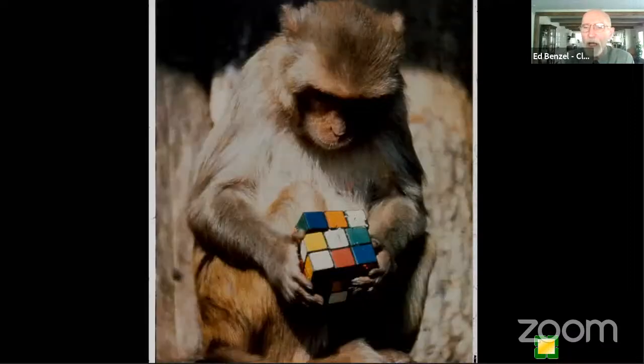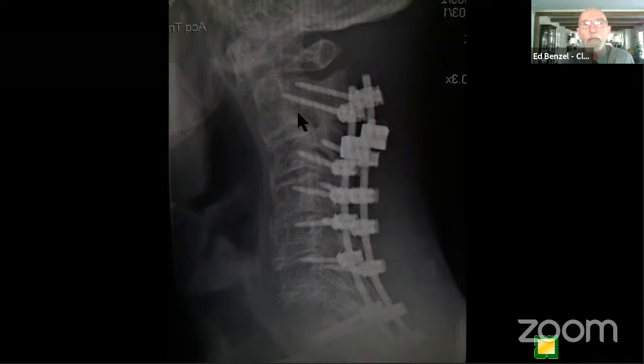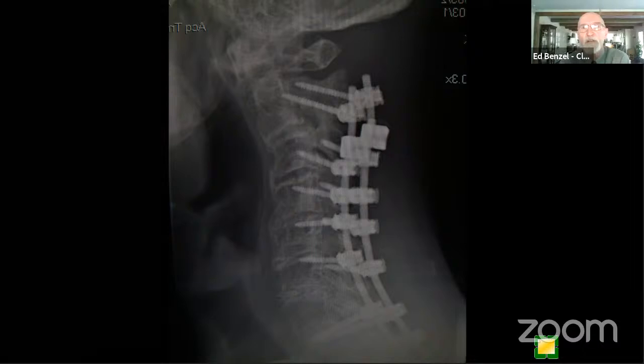So I have a very low threshold to take a fusion up 1 level. If I only really need to go to 3 and it's a long fusion, I will take it to 2 almost automatically to eliminate this problem. And you lose very little rotation and flexion extension.